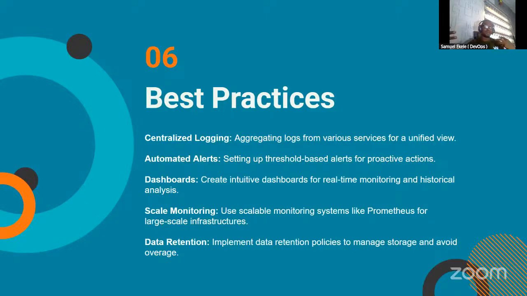Scale monitoring. Use a scalable monitoring system, like Prometheus for large scale. Prometheus will always be mentioned when you talk about monitoring because of its scalability. You can use it in enterprise-level app solutions and large scale solutions. There is no limit to how you can expand Prometheus, or to what you can do with it. So that's what brings Prometheus to number one on the table when you talk about monitoring.